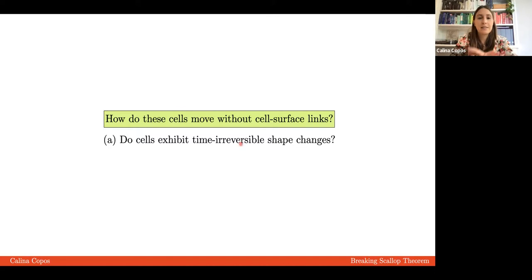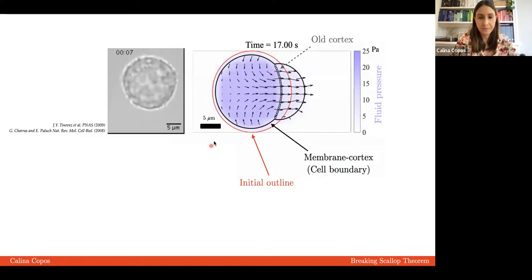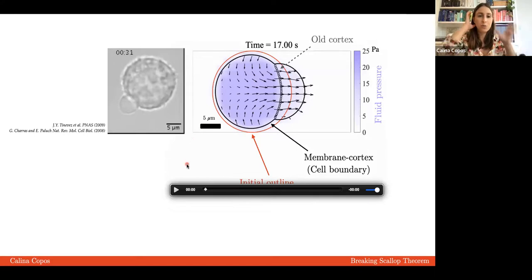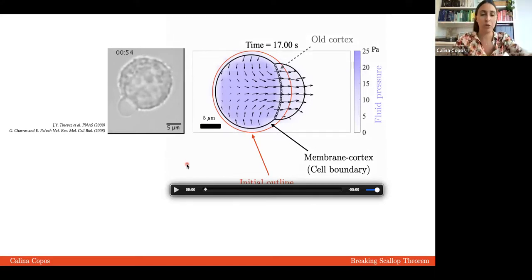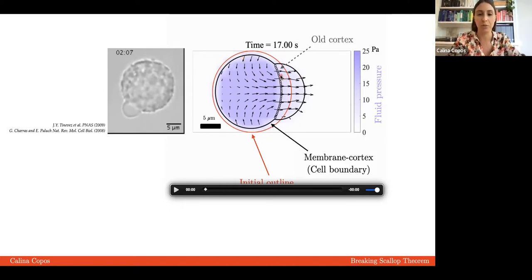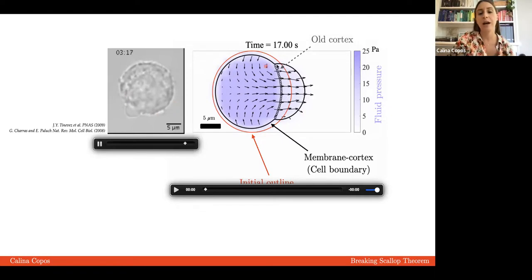First thing we're going to ask is, does it break Scallop's theorem? It's an organism in Stokes flow. It's an organism at low Reynolds number. Are the shape changes that it's undergoing time irreversible? So first we remove the channel, and we just say the cell is undergoing this pressure-driven protrusion. In red, you'll see the initial outline. I'll show you a movie of this. This is the experimental movie.